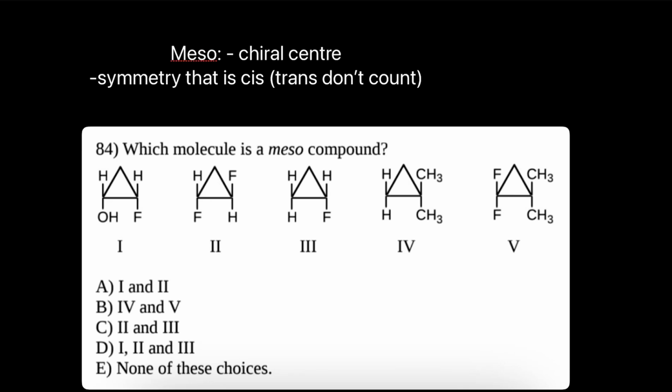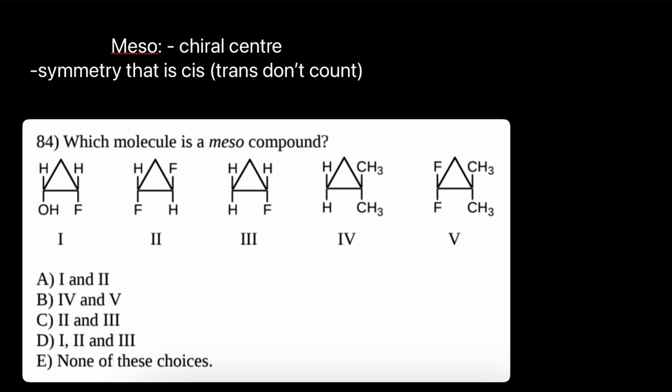Which molecule is a meso compound? So a meso compound first needs to have a chiral center, but its plane of symmetry makes it achiral. And the symmetry, especially in a cyclic compound, has to be from substituents that are in the cis direction.